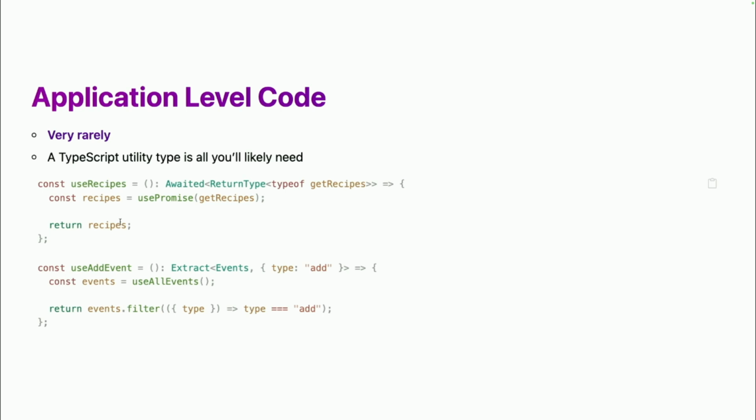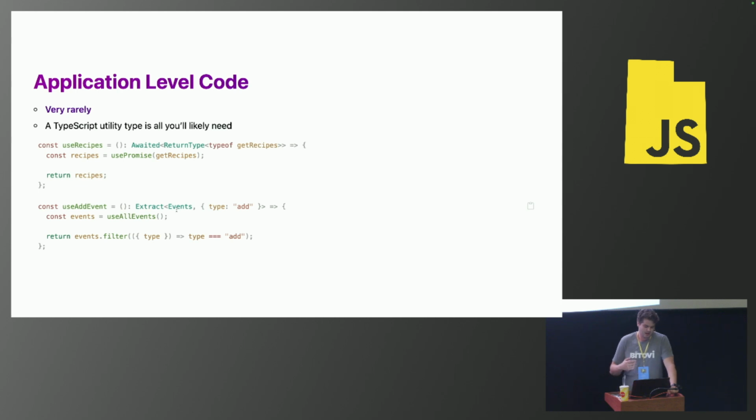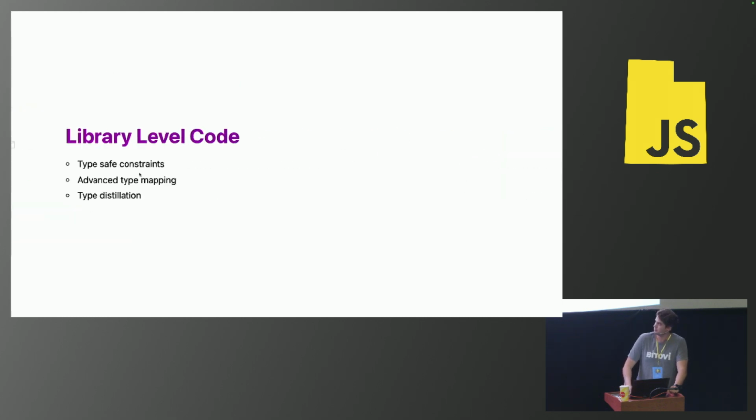So an example of that, we have some useRecipe hook up there that uses Awaited and ReturnType, both conditional types, or we're extracting from our event type, or extracting from our events everywhere where the type is add. One kind of cool thing about conditional types is it does let you write your logic very similarly to how you write your types. I kind of like that. Some people might not. Take it or leave it as you will. But in application code, you're going to very rarely reach for conditional types.